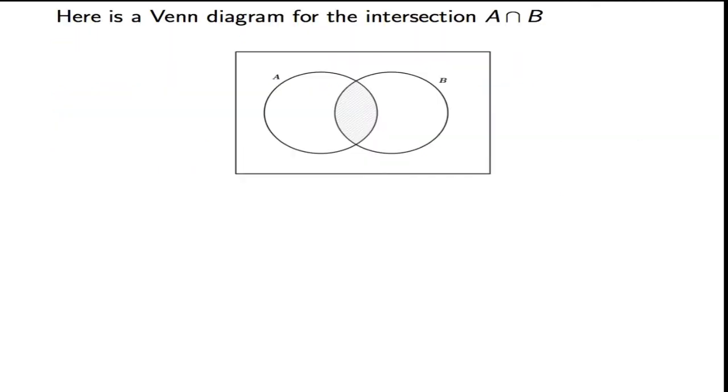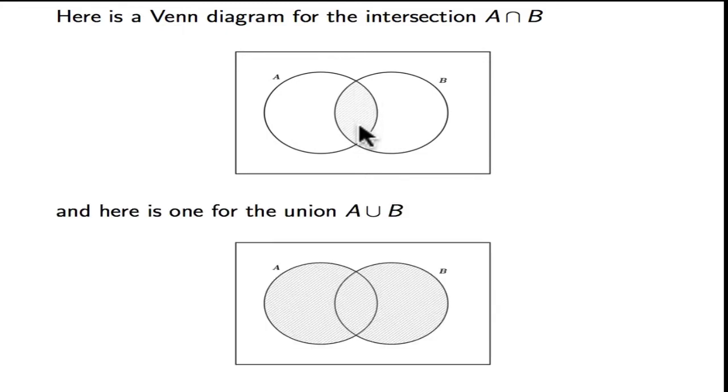So here are Venn diagrams for the intersection, all elements belonging in both A and B, or the union, all elements belonging to either A or B.